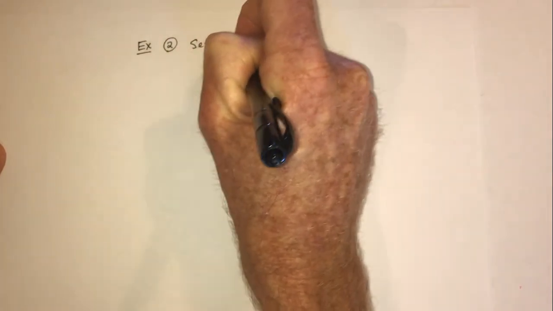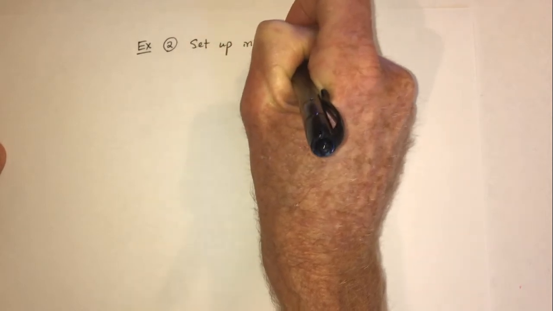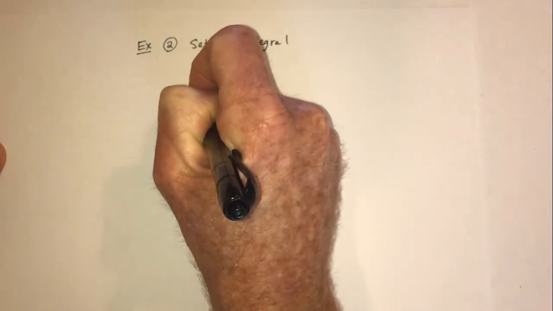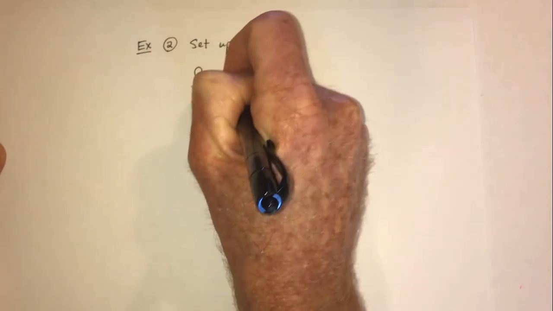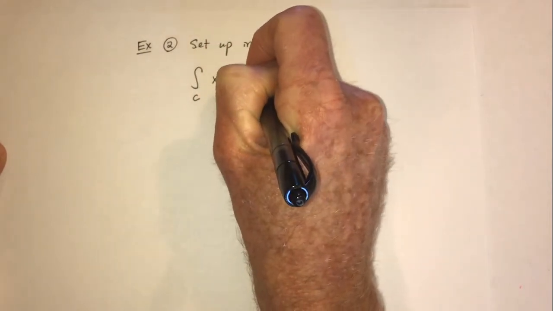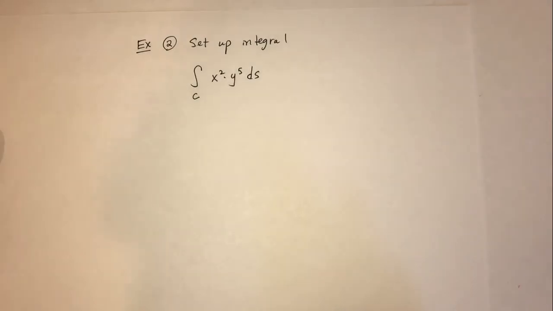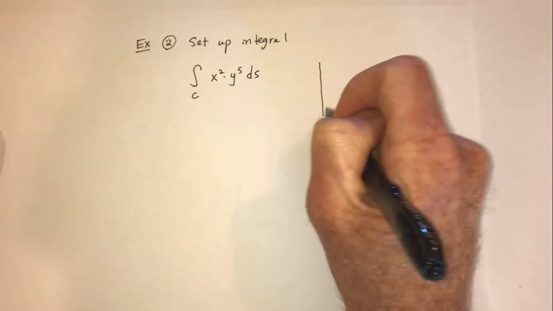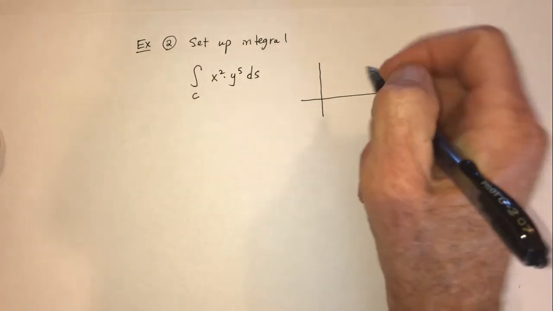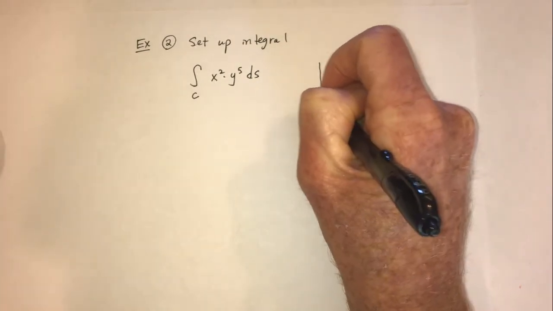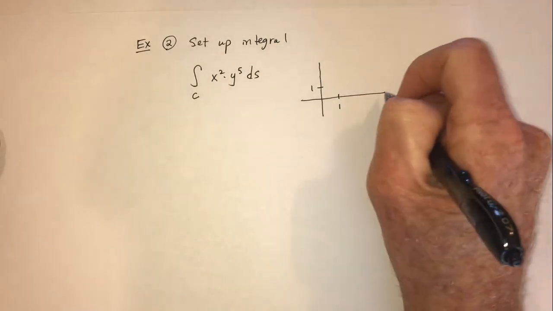Now off to example number 2. So for example number 2, it's just going to be set up the integral. And we're going to be integrating over the curve C, x squared times y to the 5th ds. So to make the problem a little more interesting, you aren't given the function itself, but instead given a picture, and then create the function.